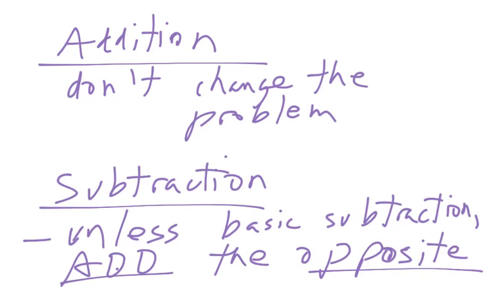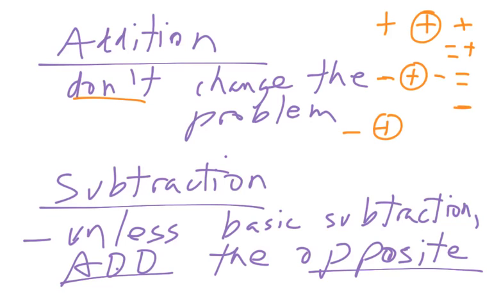So addition problems, you don't change anything in the problem. You just apply your rules. So if you're adding two positive numbers, let's say, and the circle would be your operation, that's going to be a positive. If you're adding two negative numbers, that's going to be a negative. And if you're adding a negative and a positive, well, then you got to subtract and then keep the sign of the larger number. Okay?